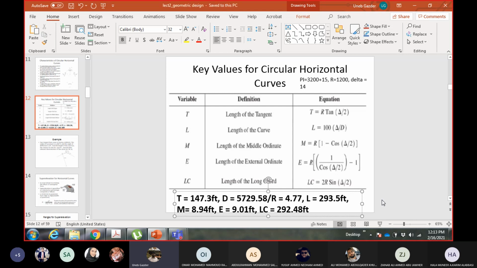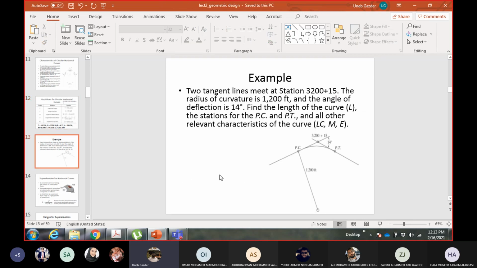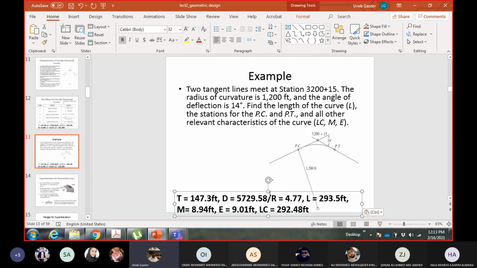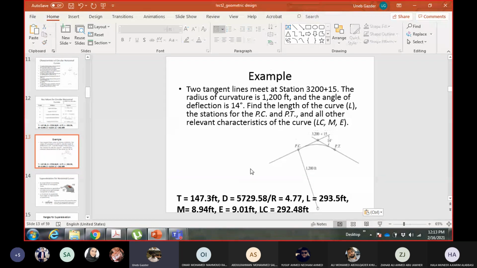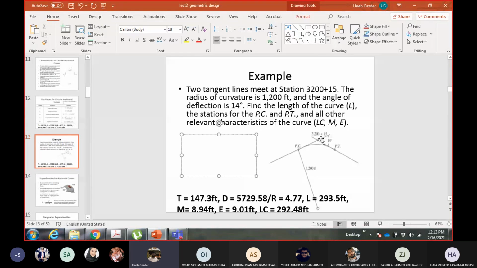Okay, so now you have calculated all the parameters, and this was one part of the question. The other part is, using these parameters, calculate PC and PT. For PC and PT, I have PI. I have the station of PI. From PI, I can calculate PC. What is the distance between PI and PC? What do we call the distance between PI station and PC station?